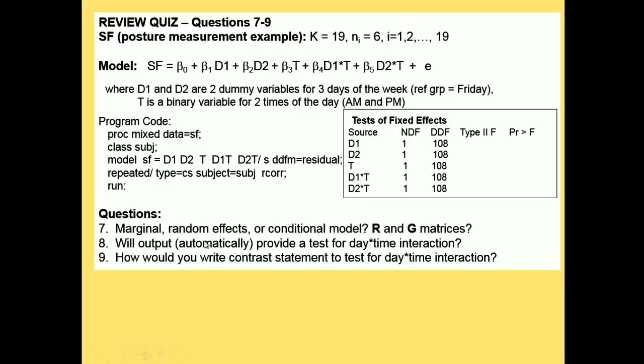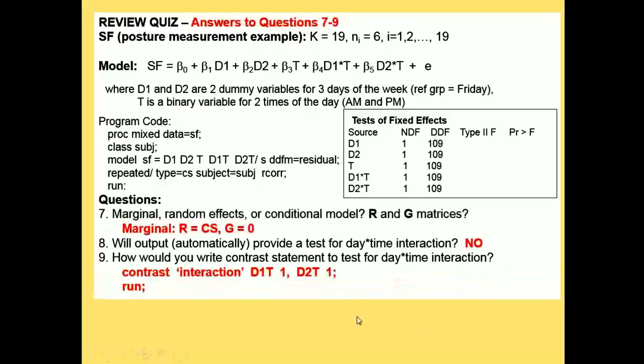Okay. Will the output automatically provide a test for the day times time interaction? No. Why not? Because they're in there as two separate terms, so you'd have to put some contrast statement with each term with a space and a 1 and a comma. How would you write the contrast statement to test for day times time interaction? Well, there it is down here at the bottom. There's the contrast statement. See that? Maybe this is helping, because it's reviewing just about everything we've done. The other stuff maybe was getting complicated. More questions?